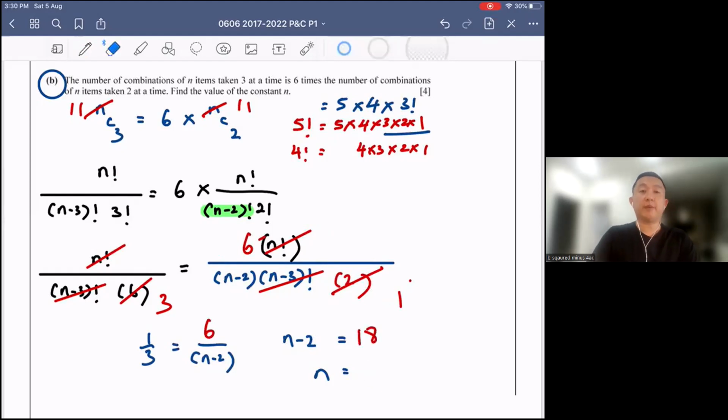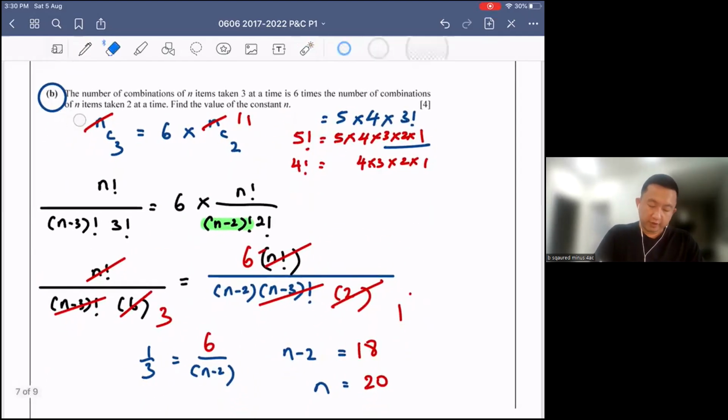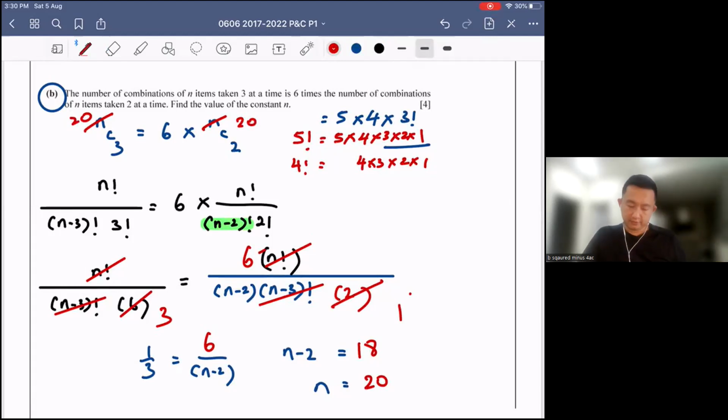Okay, that's a mistake. I'm so sorry about it. That's a mistake just now, because 2 factorial is just 2, not 4. Now we check the answer here. This one 20, this one 20. 20C3, is it the same as 20C3, 1140? Okay, correct. That is the answer for the case.